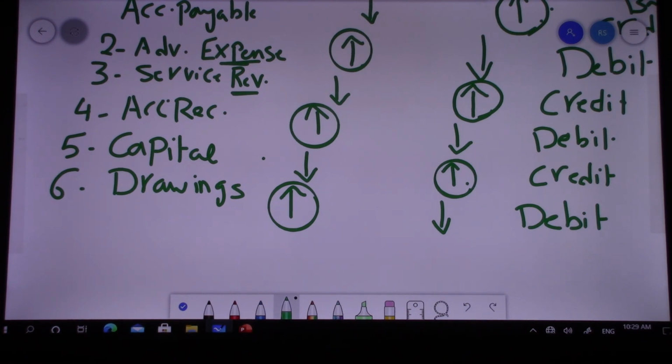So you should notice that drawings, expenses, and accounts receivable, which is considered an asset, all these three accounts have the same effect of debit and credit, and also the normal balance. Accounts receivable increases in the debit side, expenses increase in the debit side, and drawings also increase in the debit side. They decrease in the credit side. Normal balance, debit, debit, debit balance. Okay?